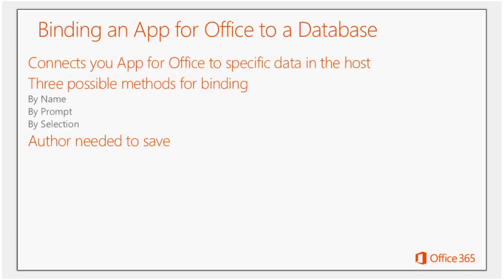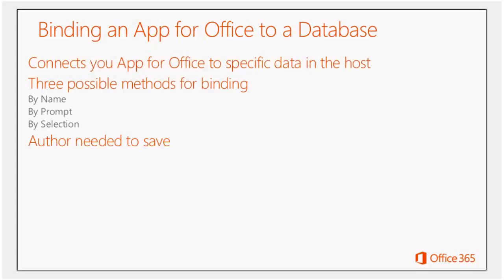So adding is only half the story, right? I drop that map onto my form. Great, life is nice. But interaction is where the value is. So how do I tell my app for Office what to do and with what data? We call that the binding process. There are three different ways of binding.